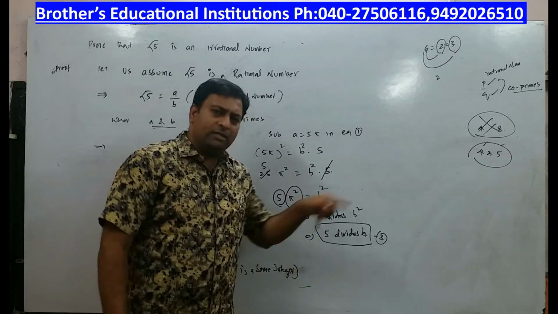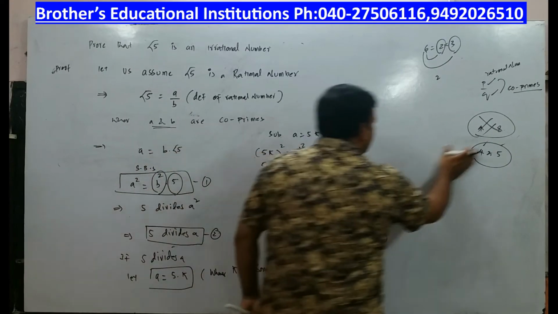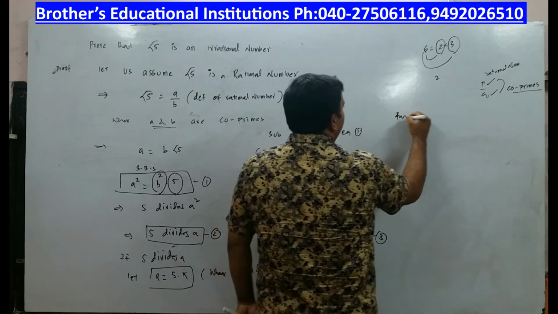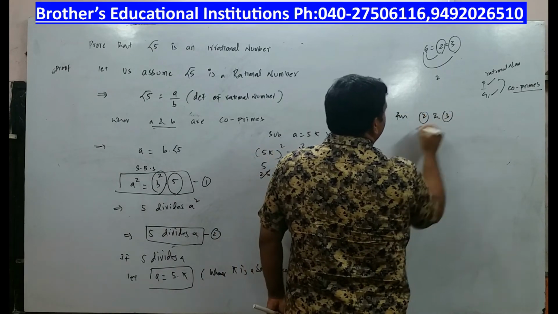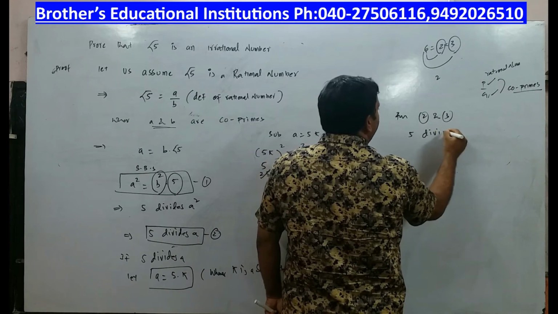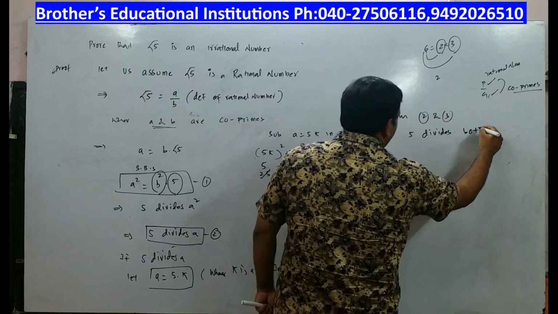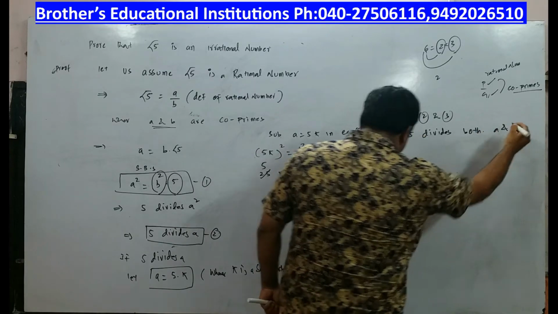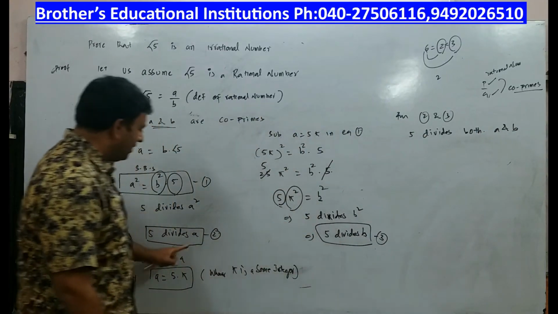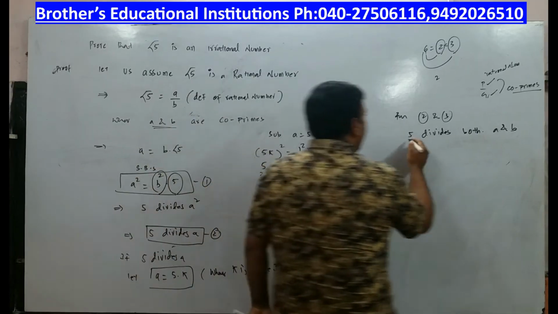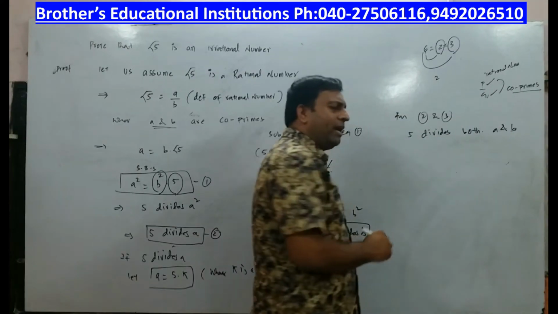Equation number 3 says 5 divides B. Let me write these two things together. From 2 and 3, 5 divides both A and B. Here it is dividing B, here it is dividing A, so 5 divides both A and B. Now 5 dividing both A and B means what?